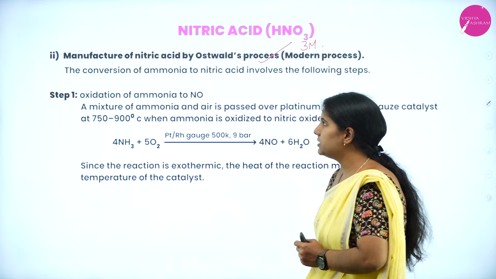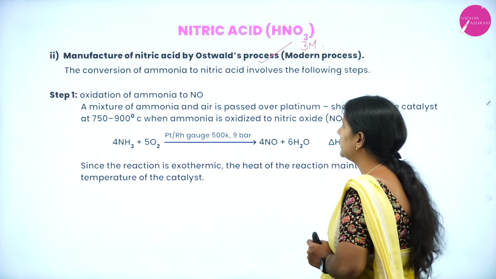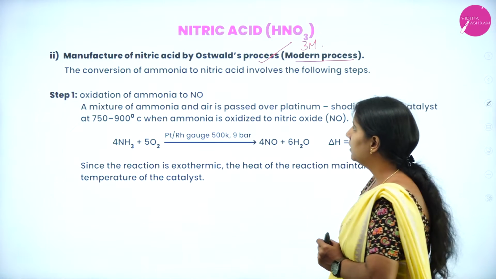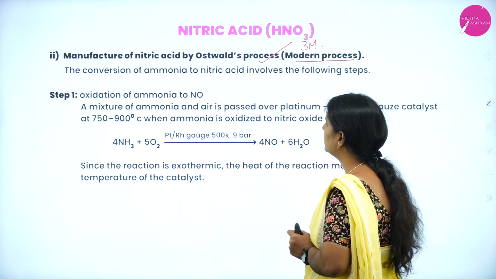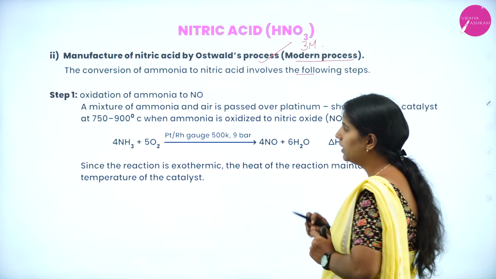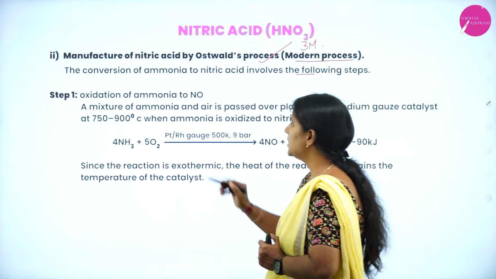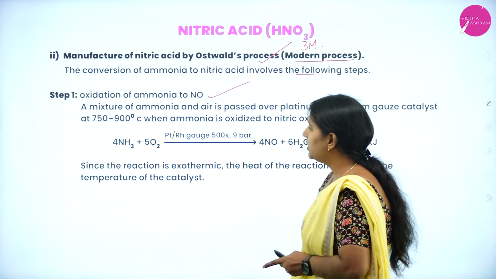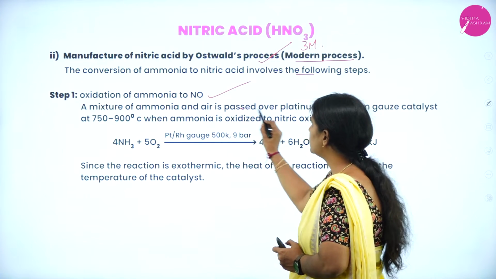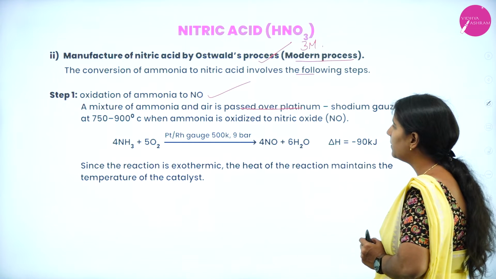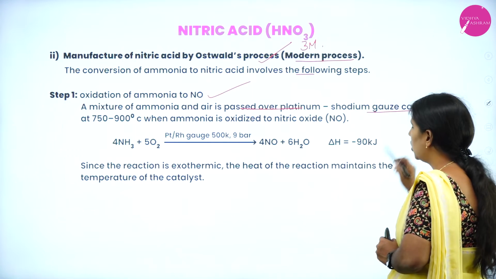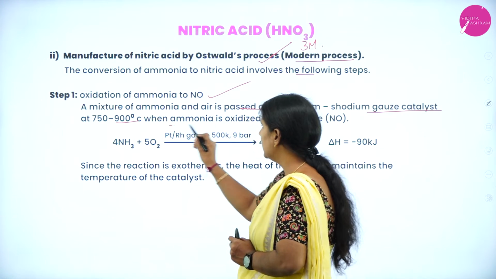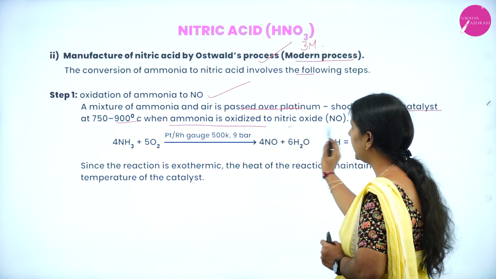Okay. So let us understand the manufacturing of nitric acid by Ostwald process, which is also known as the modern process. The conversion of ammonia into nitric acid involves the following steps. The first step in this process is oxidation of ammonia into nitric oxide. The mixture of ammonia and air is passed over platinum and rhodium as a catalyst, a gauze catalyst, at 750 to 900 Celsius, when ammonia is oxidized to nitric oxide.